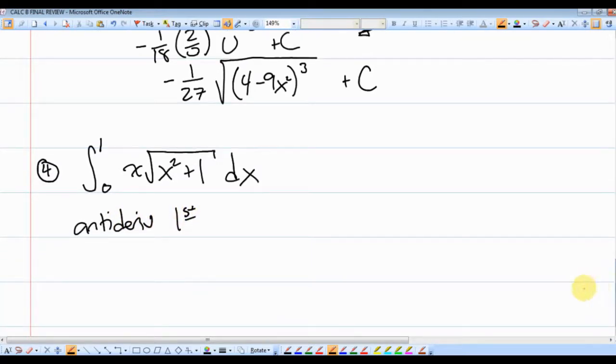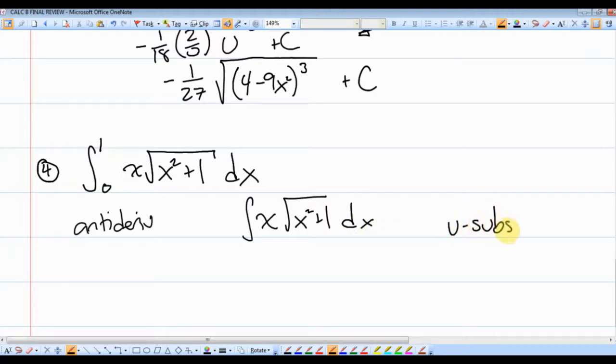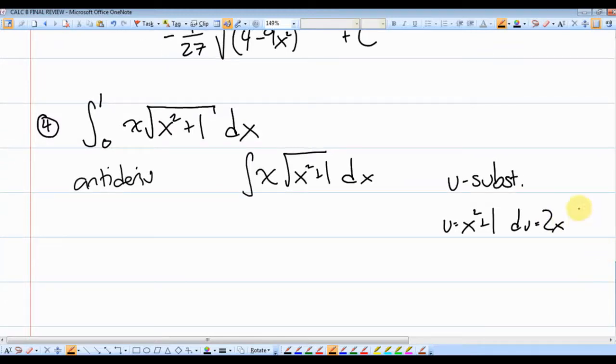Let's deal with the antiderivative. Okay, so antiderivative of x root x squared plus 1 dx. We're going to use a u substitution, where u is equal to x squared plus 1, du equals 2x dx.